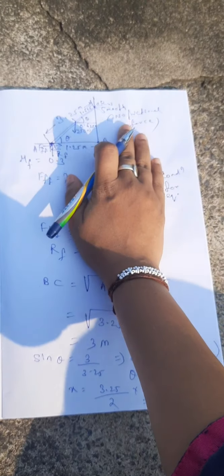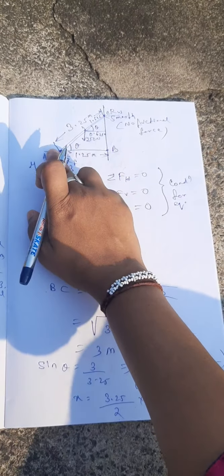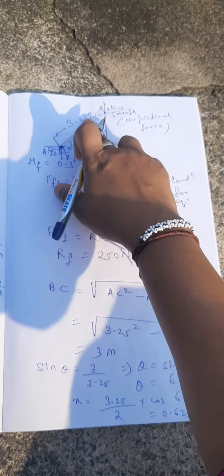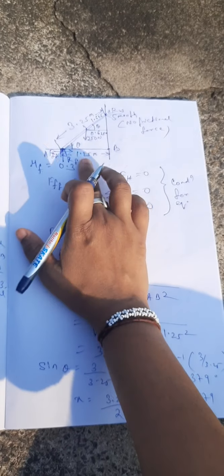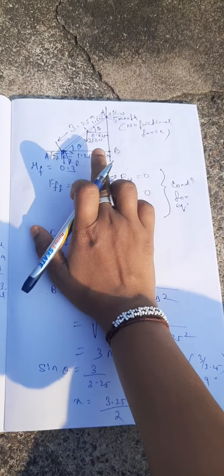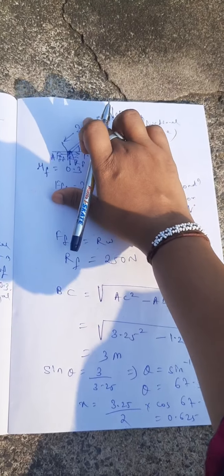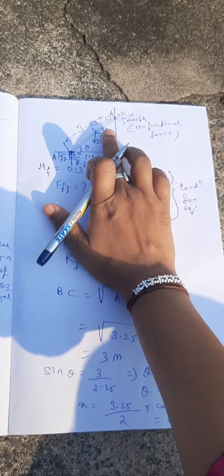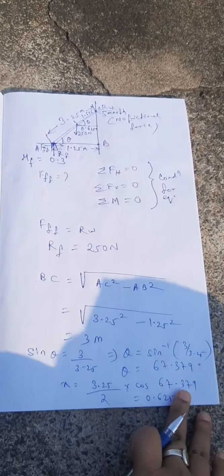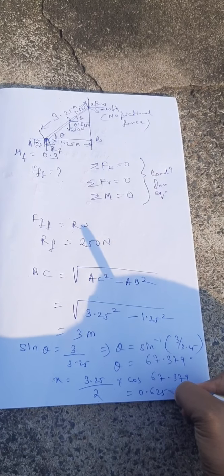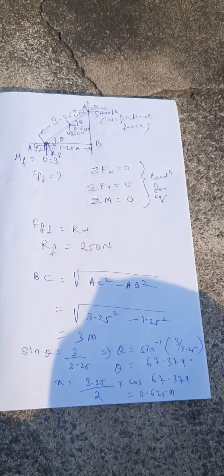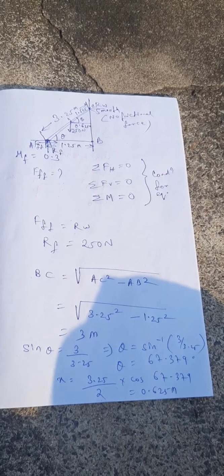From the triangle similarity also you can find this distance. You can equate this triangle and this triangle, and you can find this distance, because you know the total distance and this distance. Anyway, its value is 0.625 meter. Next we will apply the moment.